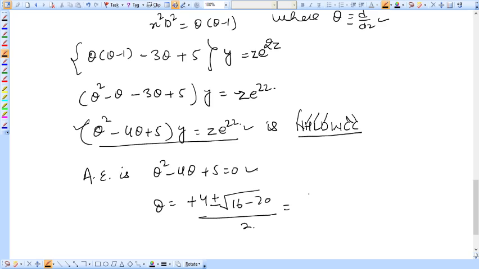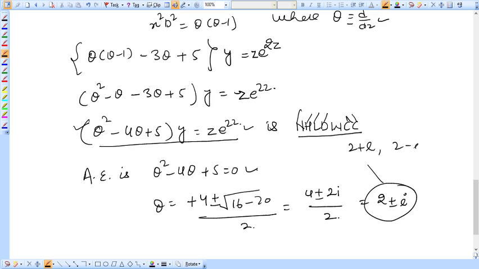So it is equal to 4 plus minus 2 iota, right, divided by 2. The 2 cancels, so we get 2 plus minus iota. These are the two roots, 2 plus iota and 2 minus iota, so a pair of complex numbers.